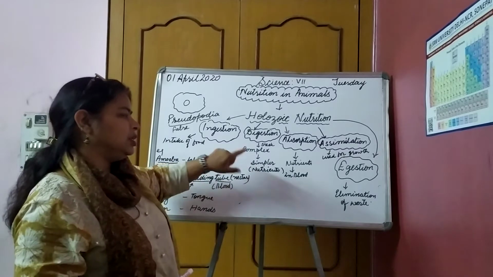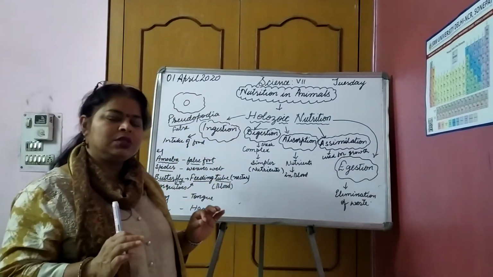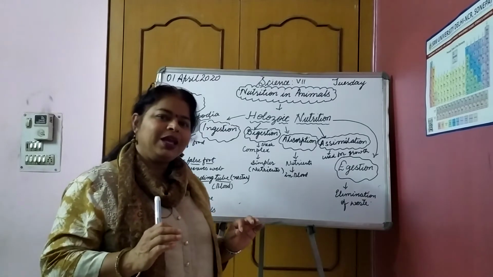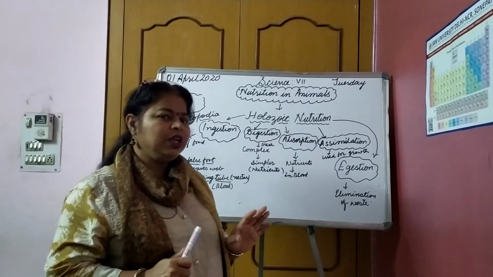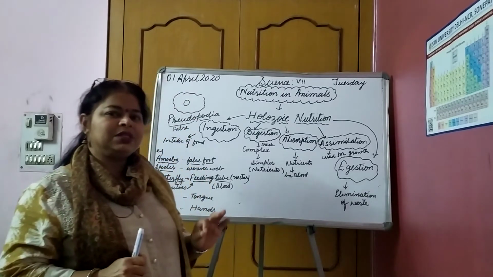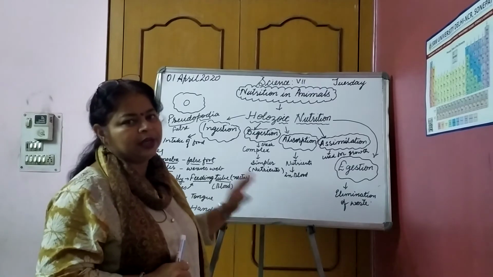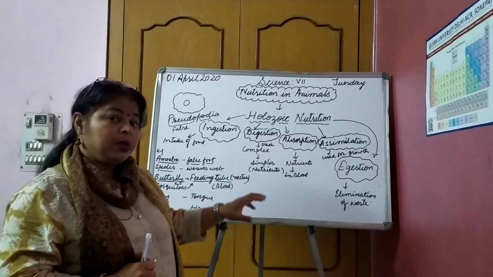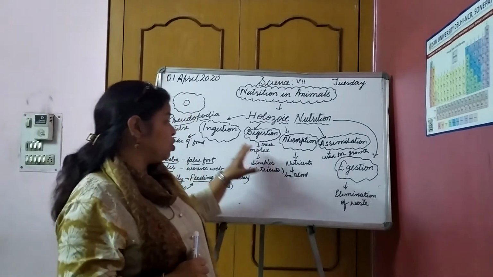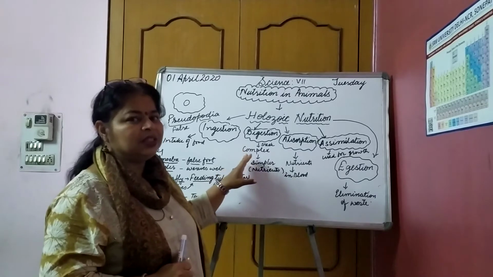Then digestion. Digestion was breakdown of complex molecules or substances into simpler substances. And what did we name them? The simpler substances are called nutrients. What do we call them? Nutrients. So nutrients are the absorbable forms of the complex substances that are present in the food.